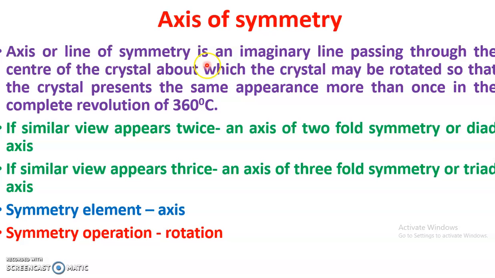An axis or line of symmetry is an imaginary line passing through the center of the crystal about which the crystal may be rotated so that the crystal presents the same appearance more than once in the complete revolution of 360 degrees. If a similar view appears twice, it is an axis of twofold symmetry or dyad axis. If a similar view appears thrice, it is an axis of threefold symmetry or triad axis. The symmetry element is the axis and the symmetry operation is rotation.